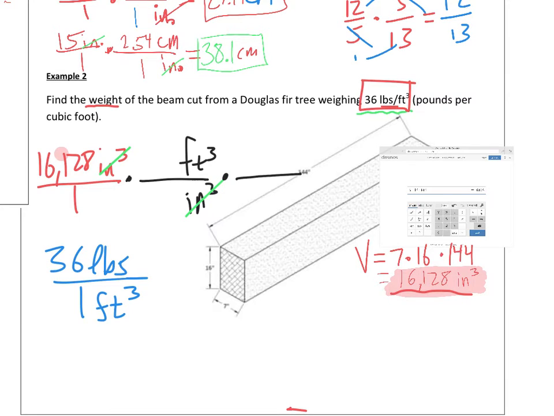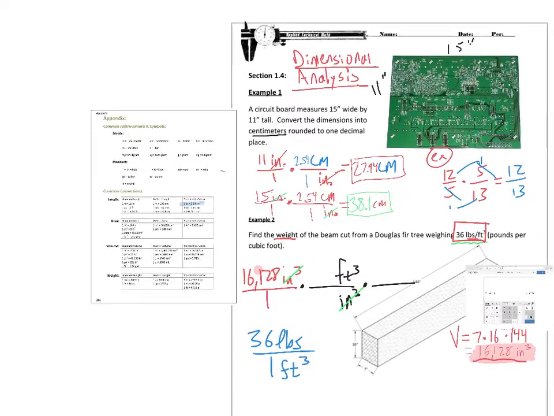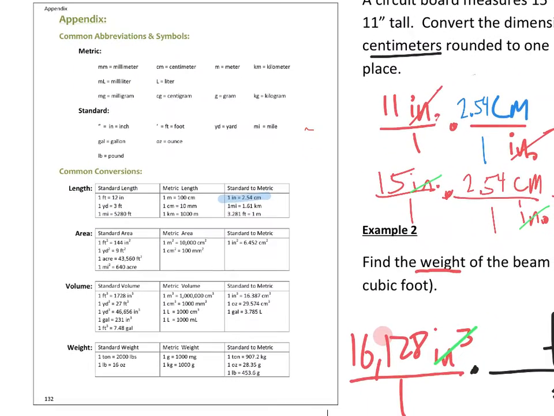Well, let's look up those numbers. I think I have those numbers. Cubic inches to cubic feet, that's a volume thing. So volume conversions are listed on page 132 here. There are 1,728 cubic inches in a cubic foot.